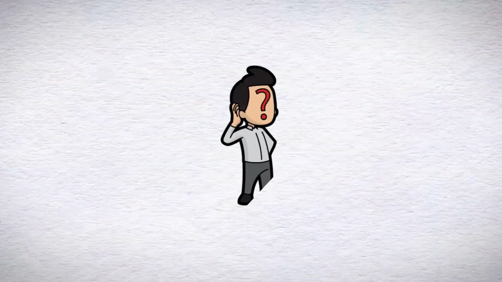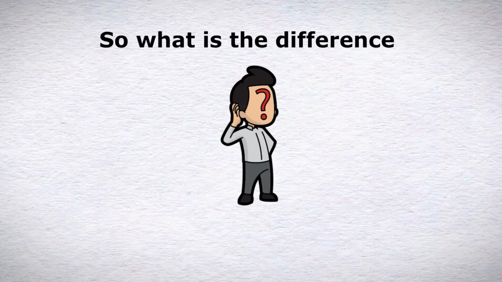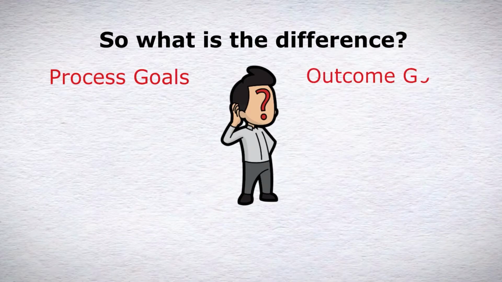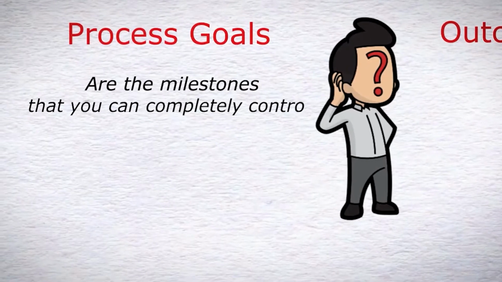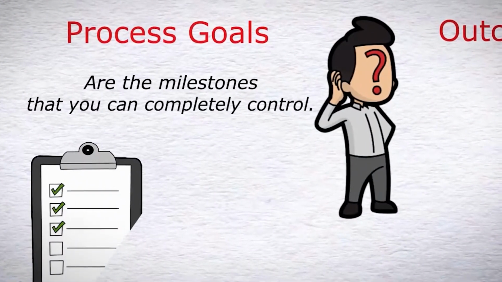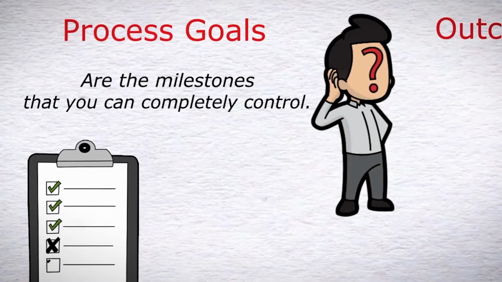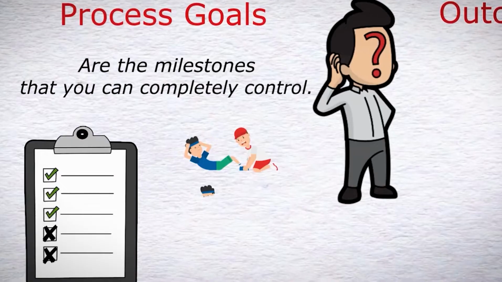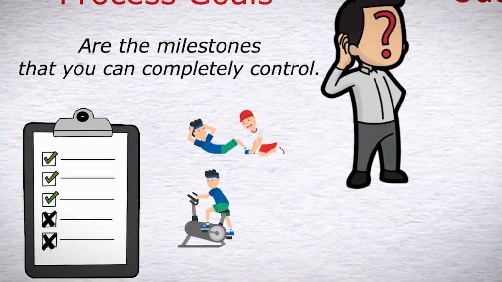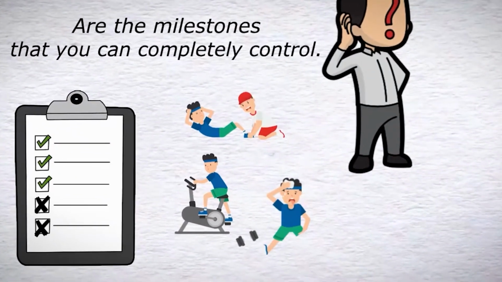Let's get started. So what's the difference between process goals and outcome goals? Process goals are the milestones that you can completely control. These are the specific actions where you can say you either did or didn't complete them. For example, you can set a process goal of hitting the gym 4 times a week. Either you went to the gym that many times or you didn't.